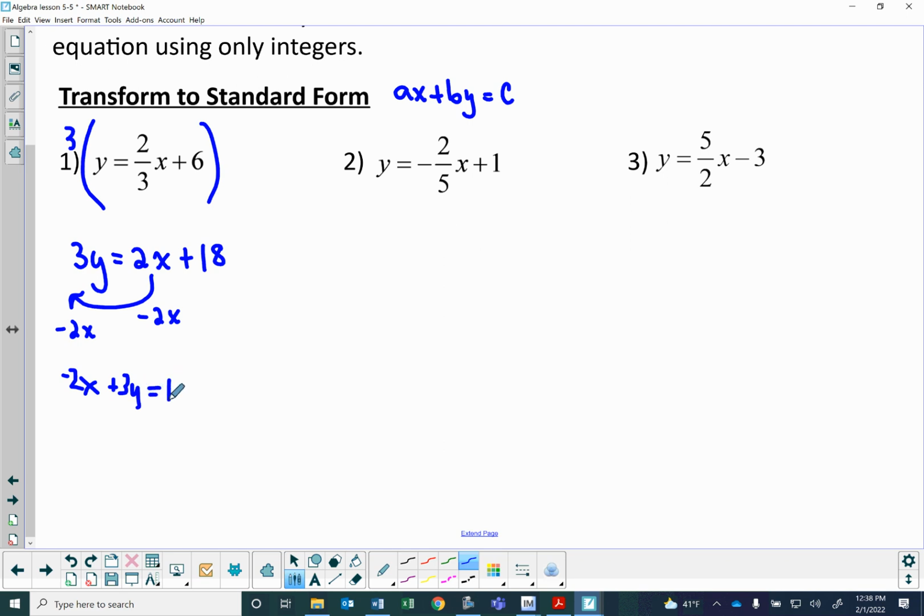And we can leave it in negative 2x plus 3y equals 18 form, or if you really like to have your equations so that the first term is positive, this would be a positive 2x, or I'm not going to write the positive sign, I'm just going to write 2x. You have to change all the signs. So this would be 2x minus 3y equals negative 18.